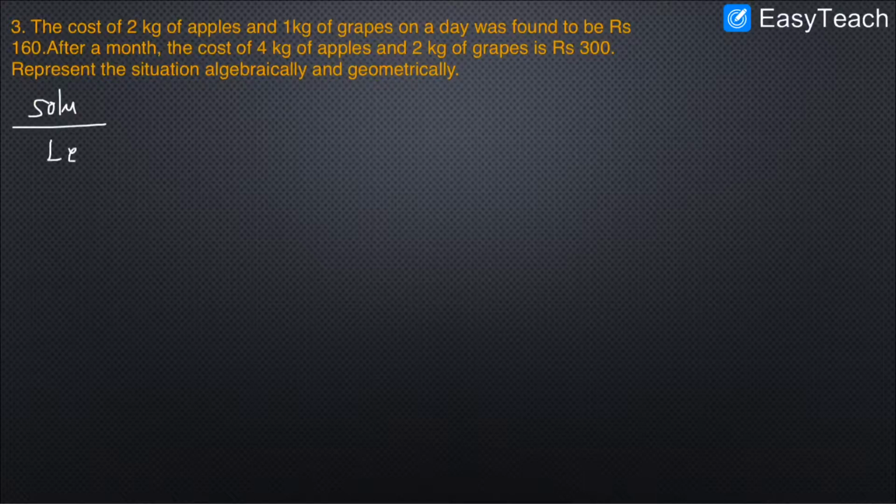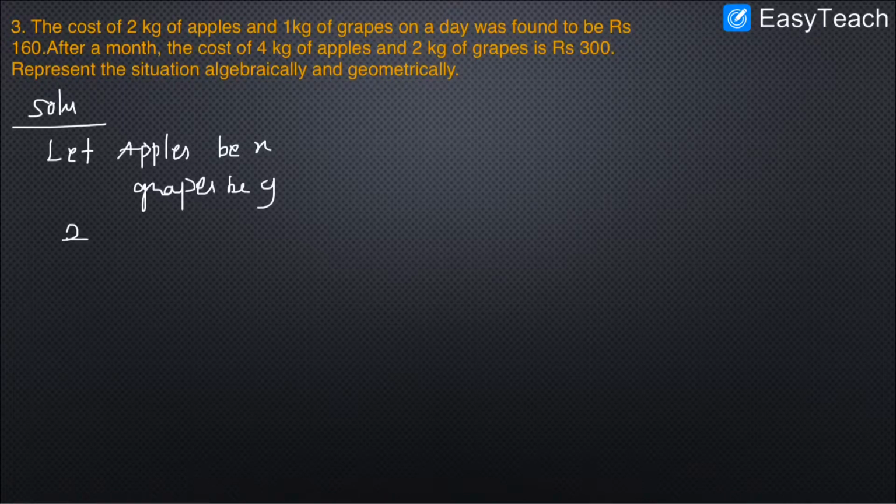I start with the assumption: let apples be x, grapes be y. Let's write the first equation from the first situation, which says the cost of 2 kg of apples and 1 kg of grapes is rupees 160. So 2x plus 1 kg grapes, y, equals 160. This is the first equation.